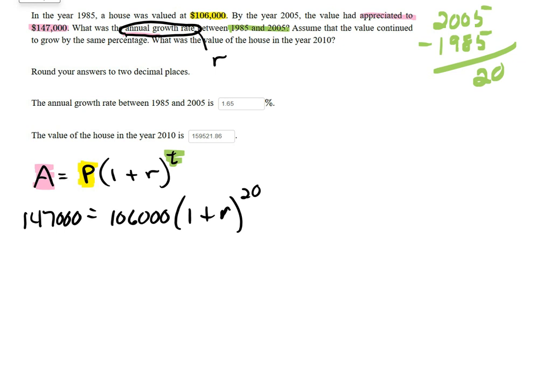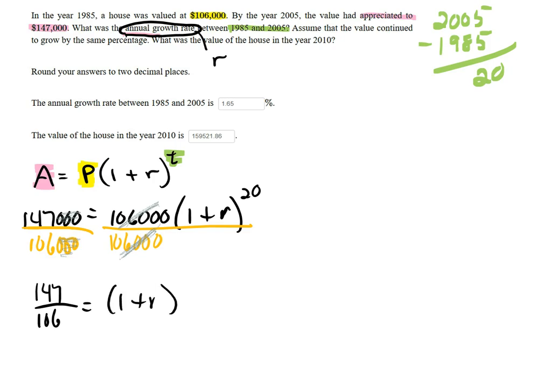R is trapped inside those parentheses, so the first thing I'm going to do is divide off the 106,000 from both sides. And it's not going to be a pretty number. It comes out to be a decimal. Your 106,000s cancel on both sides, and then I am going to reduce this fraction down because 100,000 divides off both of them, and I'm going to leave this as 147 over 106. I knocked out the thousands.